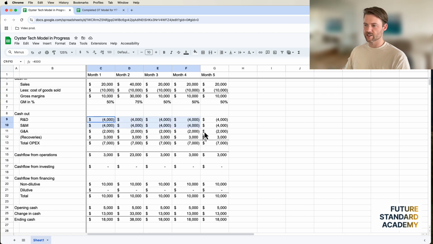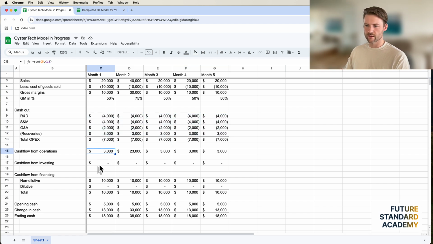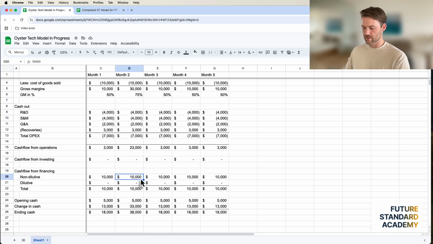We've got all this cash out here, right? And then no more investing. Maybe there was not that non-dilutive grant going forward here, so I want to take that out.